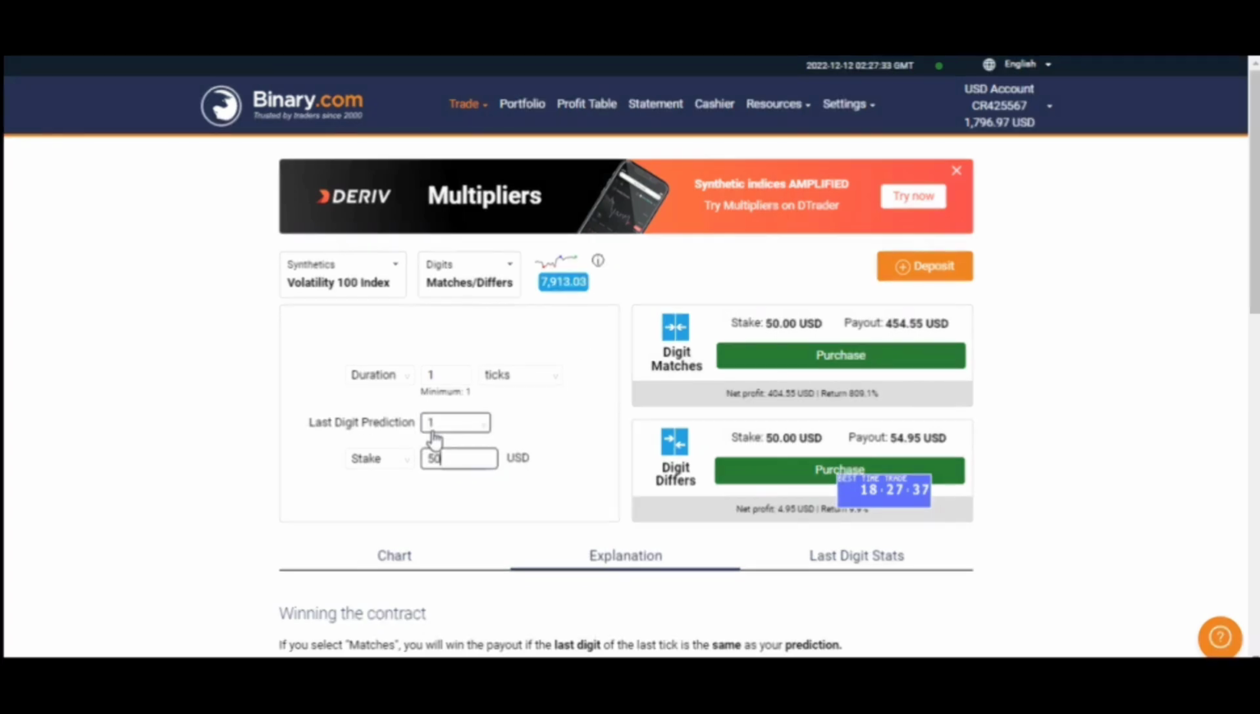How to use this strategy is quite easy. You can follow the method I use in the following steps. In using this strategy, you only look at the number you use in the last digit prediction and compare it with the number that comes out at the end of this number.